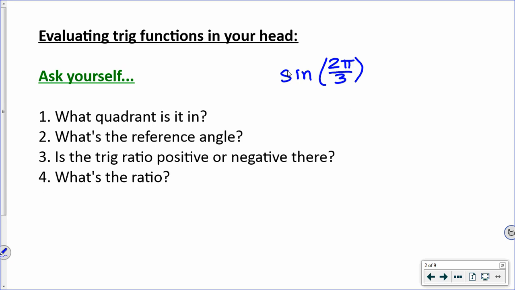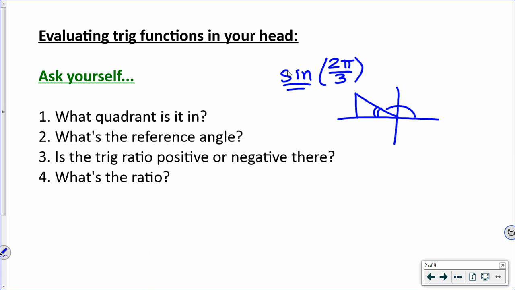The reference angle would be the angle to get from where you are to the x-axis. So if that's 120 degrees, then the reference angle is this angle here. To get to the x-axis as fast as you can, that would be a 60-degree angle in this case, knowing that the x-axis is 180. So we're dealing with a 60-degree angle. Is the trig ratio positive or negative there? We're asked about sine, and we're in the second quadrant, so we should be thinking positive.